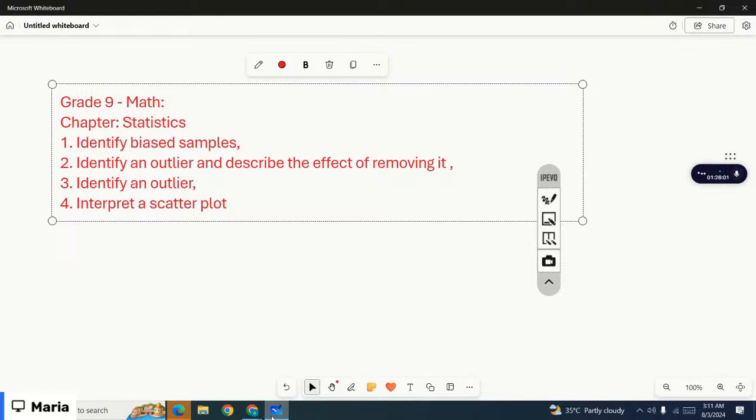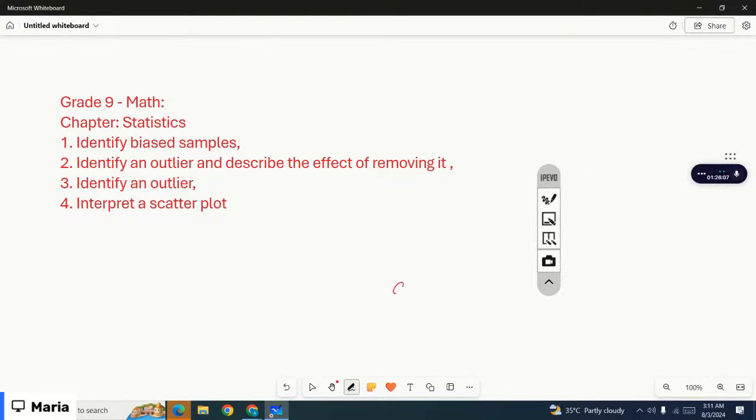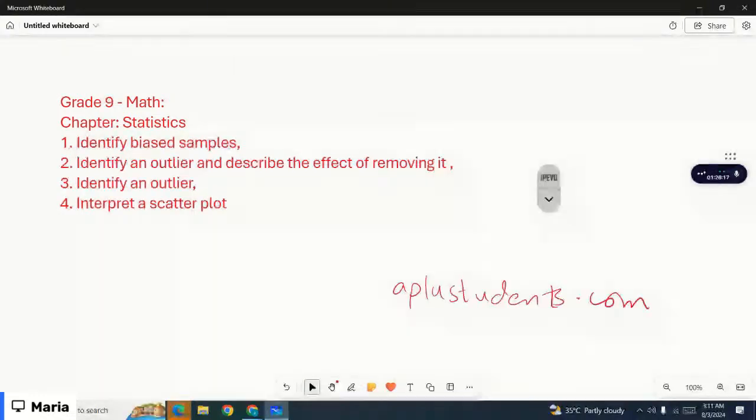We are here for grade 9 math. You can find all the lessons on aplustudents.com. The password is provided by the administrator.